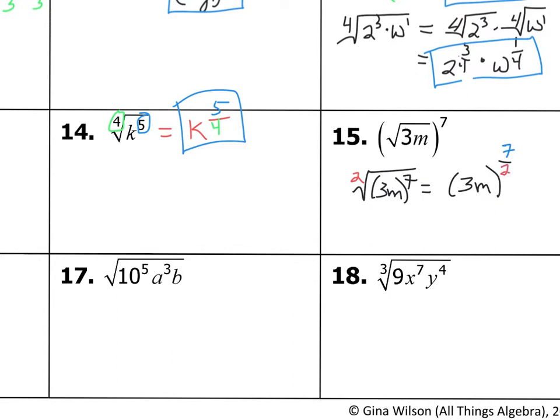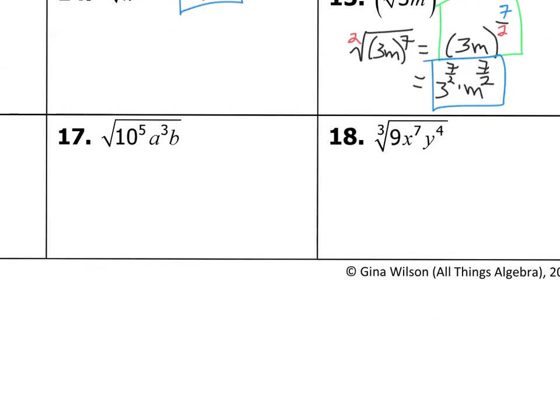of that fraction. For this particular type of problem, you could leave your answer that way, or I know that some of you may have split it out. If you split it out, you would have 3 to the 7/2 times m to the 7/2. Either one is acceptable. All right, last 2 problems on this page that we're going to do. We're going to look at 17 and 18.